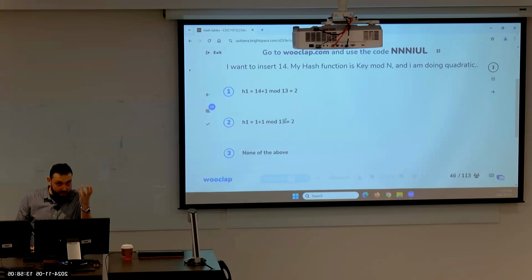The equation is H_K equals H_K plus J square. The first one, J is going to be 1. So 1 square, that's 1. But which one should I choose, 14 or 1?